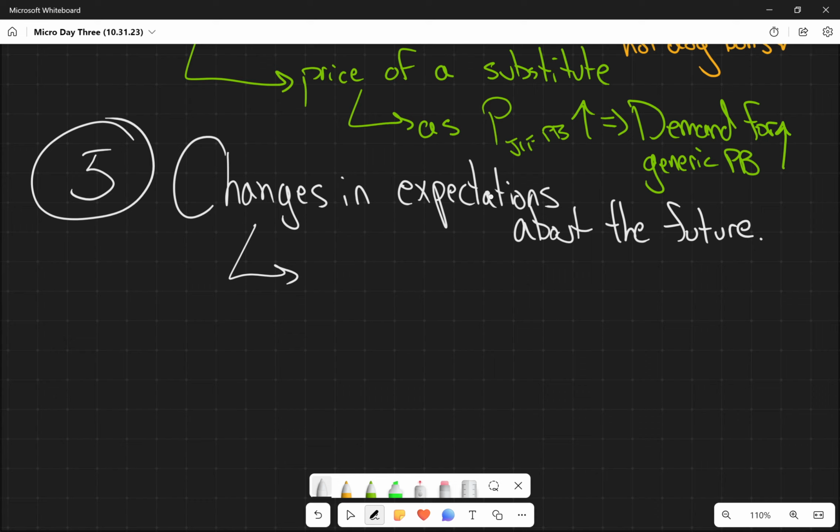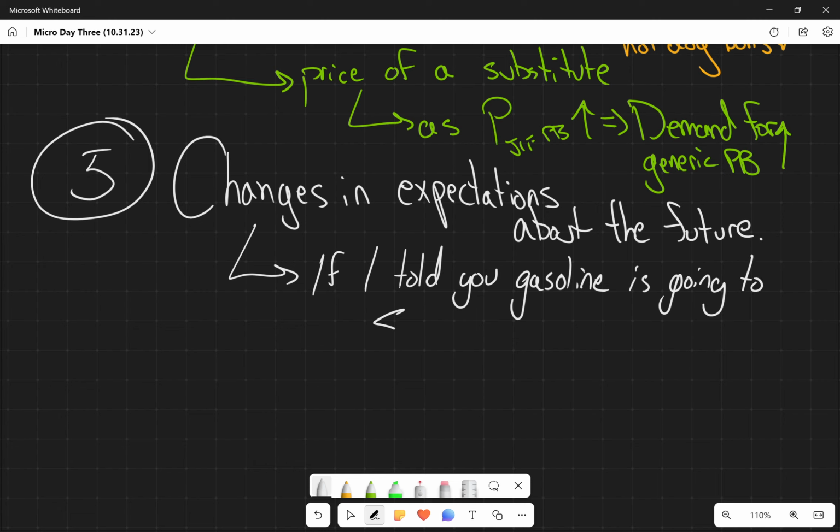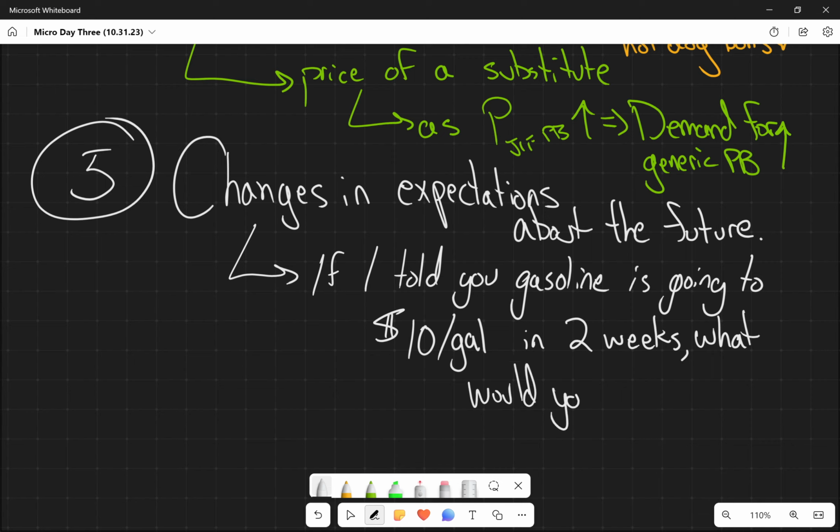Let's use an example. If I told you gasoline is going to $10 a gallon in 2 weeks, what would you do? Would you wait to fill up your car? I'd buy a whole lot of gas. I'd buy a whole lot of gas right now, right? At least make sure that my car was full of gas, right?